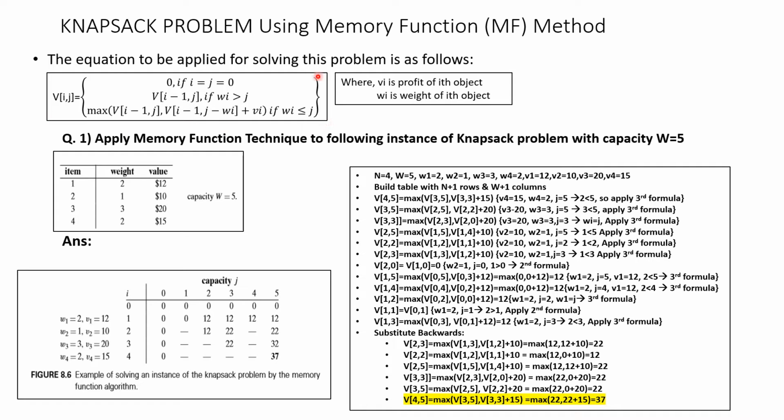Now again, please remember these three formulas. Vij is nothing but the table which you have to compute, and it will be equal to 0 if i is equal to j is equal to 0, and if the weight wi is greater than j, then Vij is equal to V(i-1, j). If the weight is less than or equal to j, then this is the formula: max of V(i-1, j), V(i-1, j-wi) + vi, where wi is the weight of the object i and vi is the profit of the object i.